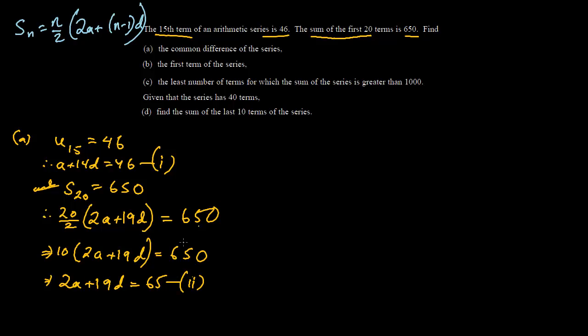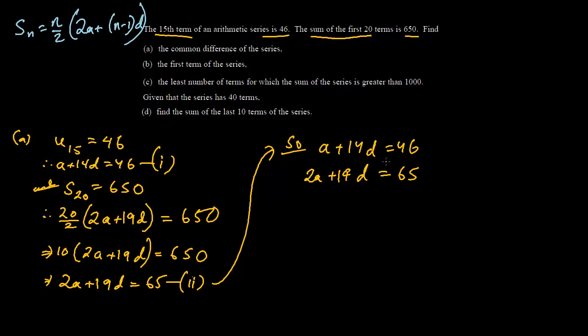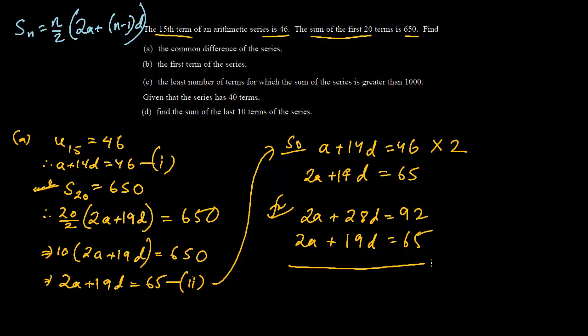Now as usual, we have to find the common difference first. The first equation is A plus 14D equals 46, and the second equation is 2A plus 19D equals 65. In order to cancel these two A's, we have to multiply the first equation by 2, which turns out to be 2A plus 2 into 14 is 28D equals 2 into 46 is 92. So we have 2A plus 19D equals 65. Now we can cancel this off. So sign change, sign change, sign change by the method of elimination.